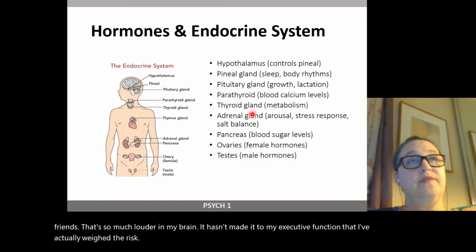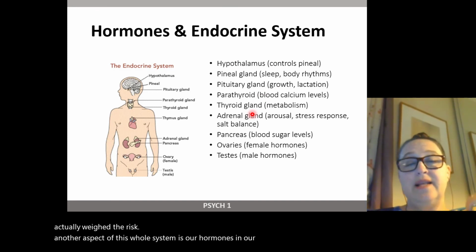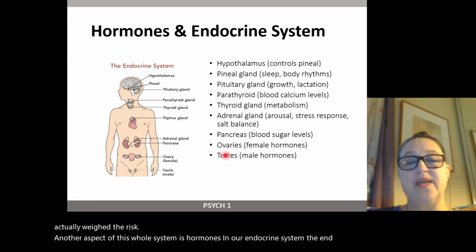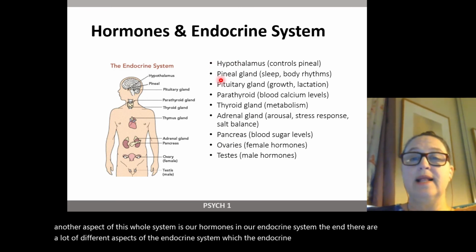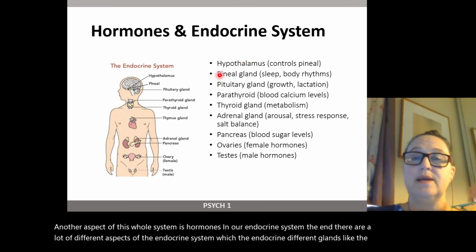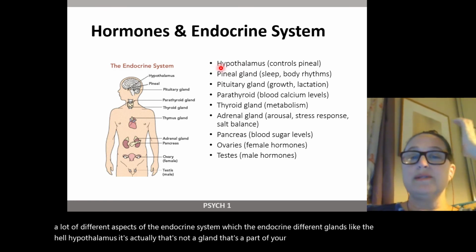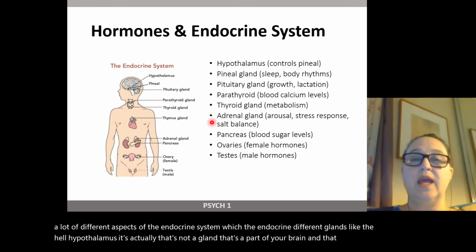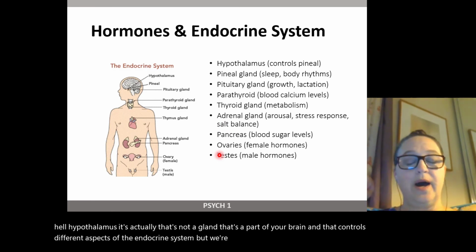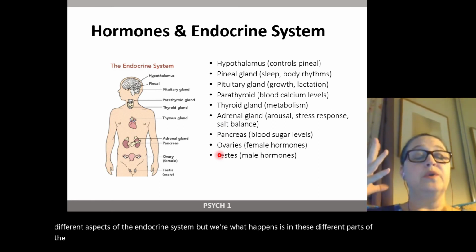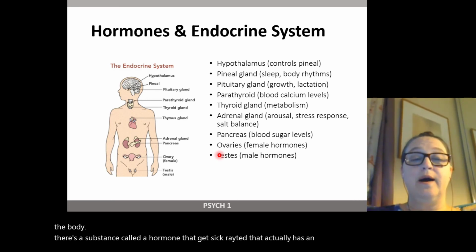Another aspect of this whole system is our hormones and our endocrine system. There are a lot of different aspects of the endocrine system, which include different glands, and the hypothalamus, which is not a gland but a part of your brain, controls different aspects of it. In these different parts of the body, a substance called a hormone gets secreted that actually has an impact on our behavior.